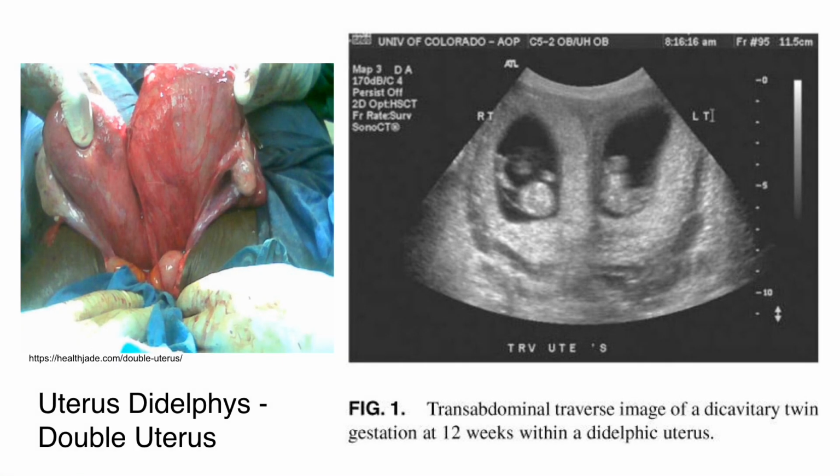So this is a uterus didelphys, which is a double uterus, and the image on the right shows dicavitary twin gestation at 12 weeks within each of the uteri. I feel like this is quite an interesting scenario.